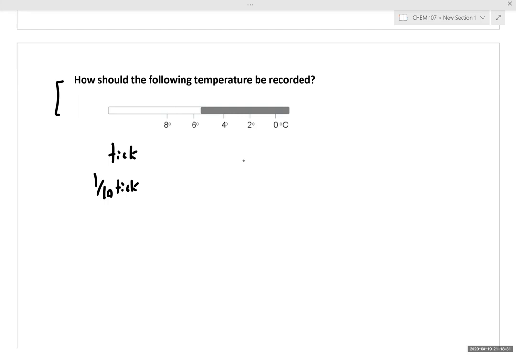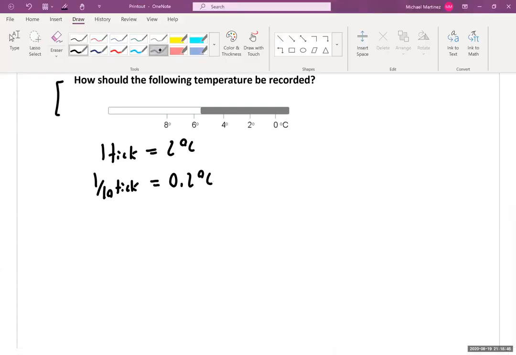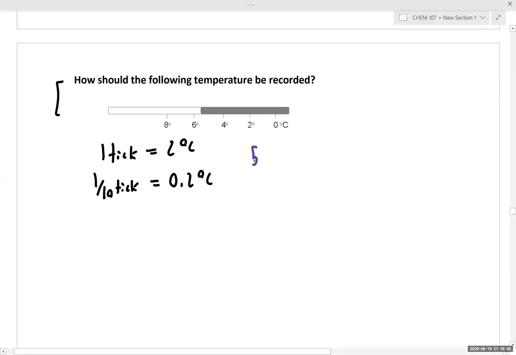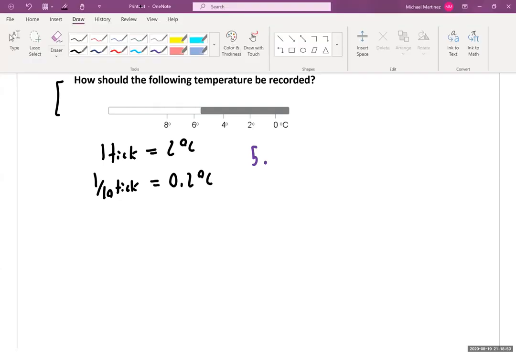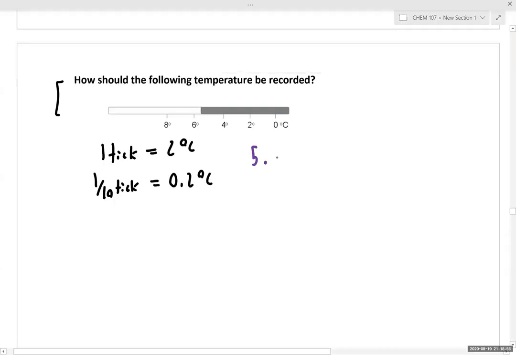Okay, so let's discuss this example. First and foremost, 1 tick is equal to 2 degrees Celsius. So 1/10 of a tick is equal to 0.2 degrees Celsius. So then our certain digit is in the ones place. So we can write our certain digit as 5, and then we can estimate in the tenths place. So 5.8 degrees Celsius is a perfectly valid measurement.